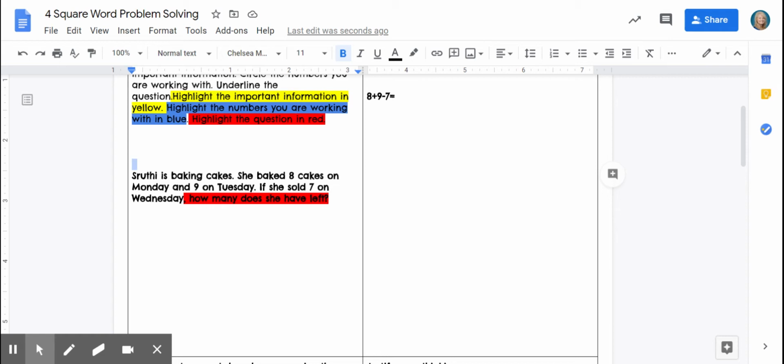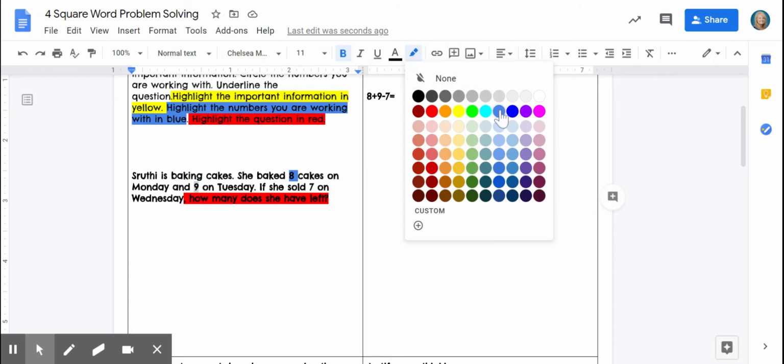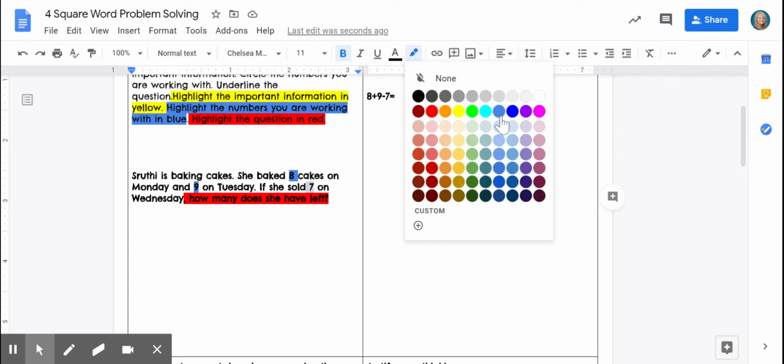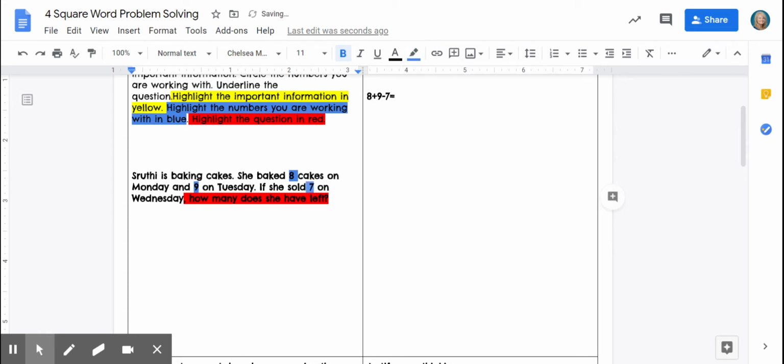Now, I want to highlight my numbers in blue. Do I need to know the cakes that she baked, 8 on Monday? I am going to need that number, so I'm going to push highlight and push blue. And then on Tuesday, she baked 9. I need that number also. And she sold 7. I'm going to need to know she sold 7. Now, I already noticed there are 3 numbers there, so that means my problem is going to take 2 steps.